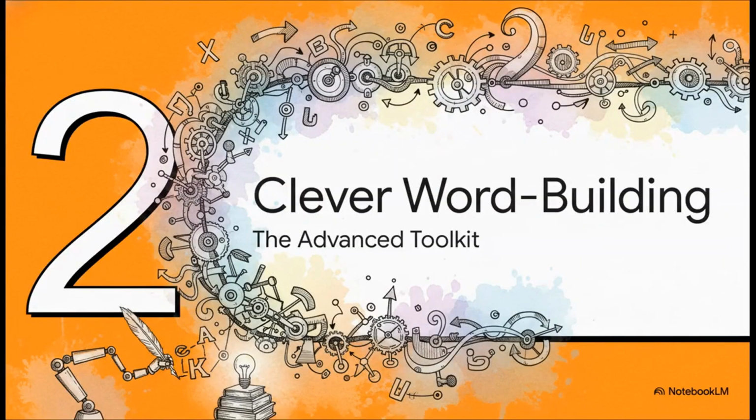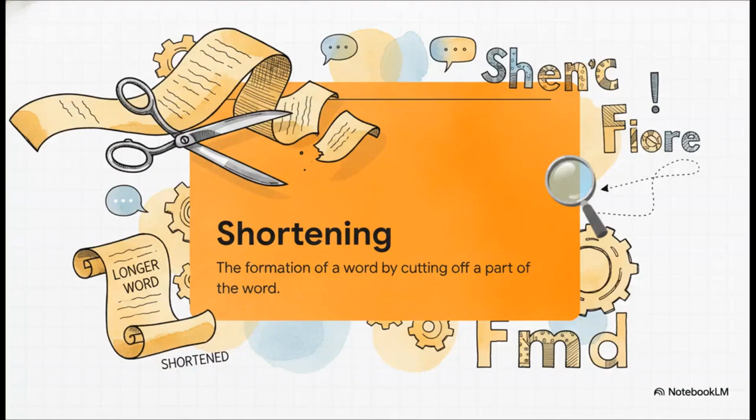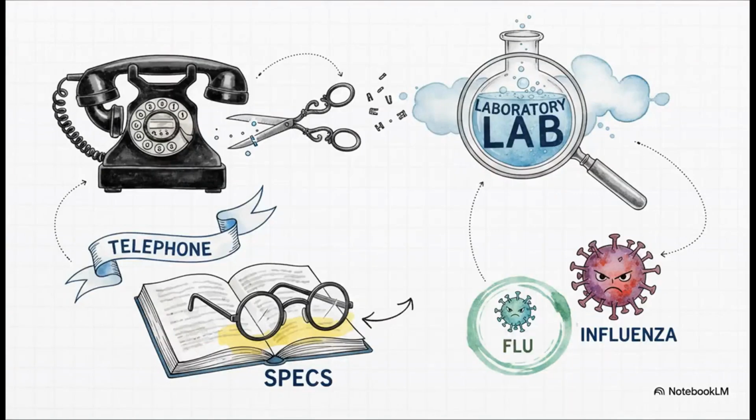Okay, now for the really fun stuff. Let's get into the advanced toolkit, all the clever tricks and creative shortcuts that master word builders use all the time. This is where the language gets really inventive. First up is something we all do without even thinking about it, shortening. It's pretty much what it sounds like. We just chop off part of a longer word, usually just to make things easier to say. You see this everywhere, right? Phone comes from telephone, lab from laboratory. It's just a natural way to make our communication a little faster and more direct.